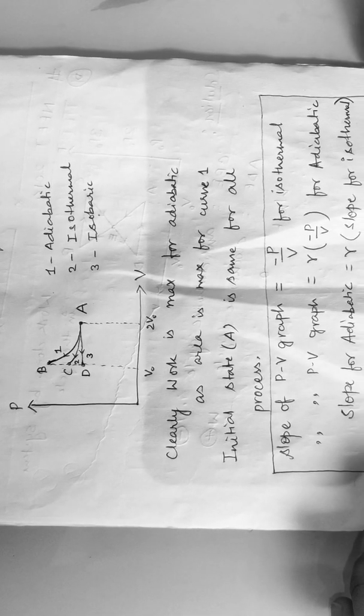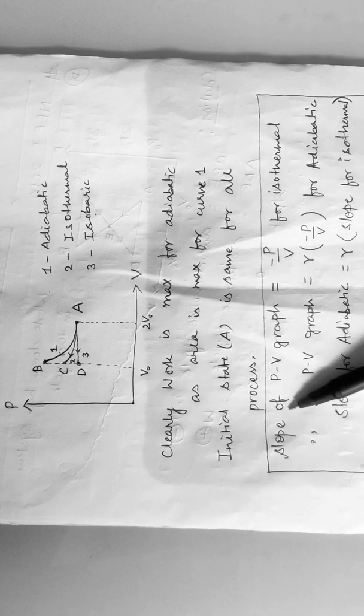Now, if we try to understand the graph, the indicator diagram for all these processes combined together, we can understand it this way. We have taken 3 different processes because for isochoric it's already 0, so we are not considering that here. You can find that the final volume is V naught, and the initial volume was 2 V naught. So 3 processes, 1, 2, 3. 1 is adiabatic, 2 is isothermal, and the 3rd is isobaric. For the isobaric there is no confusion, it's a horizontal line, but for isothermal and adiabatic we can have confusion.